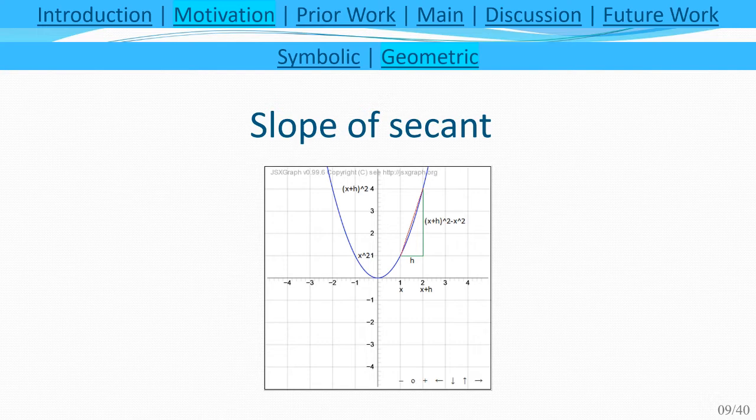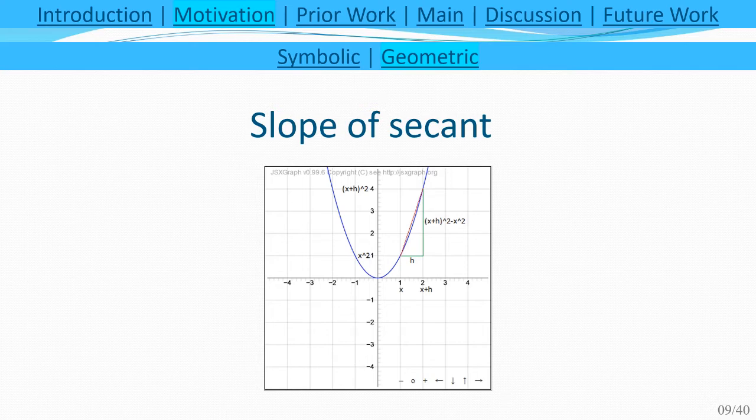Now, geometrically, the motivating problem is still that of finding the slope of the secant. As you may remember from geometry, a secant is a line that touches a curve in two places. Our curve is the blue curve, also known as f of x equals x squared. Our secant is the red line.